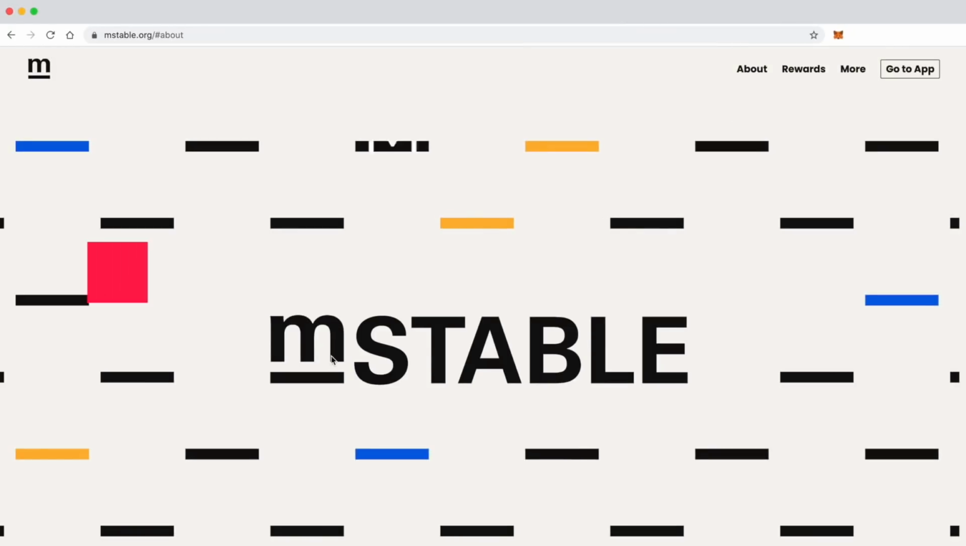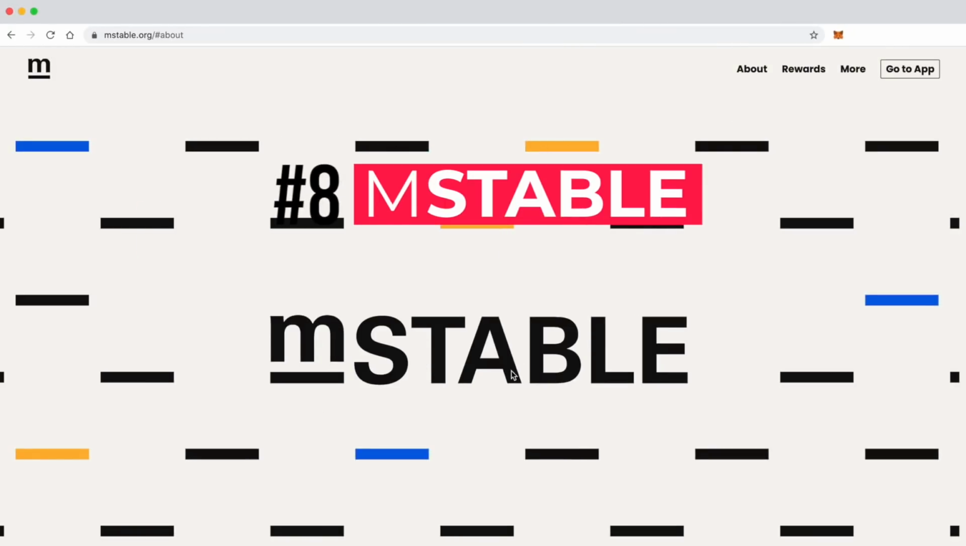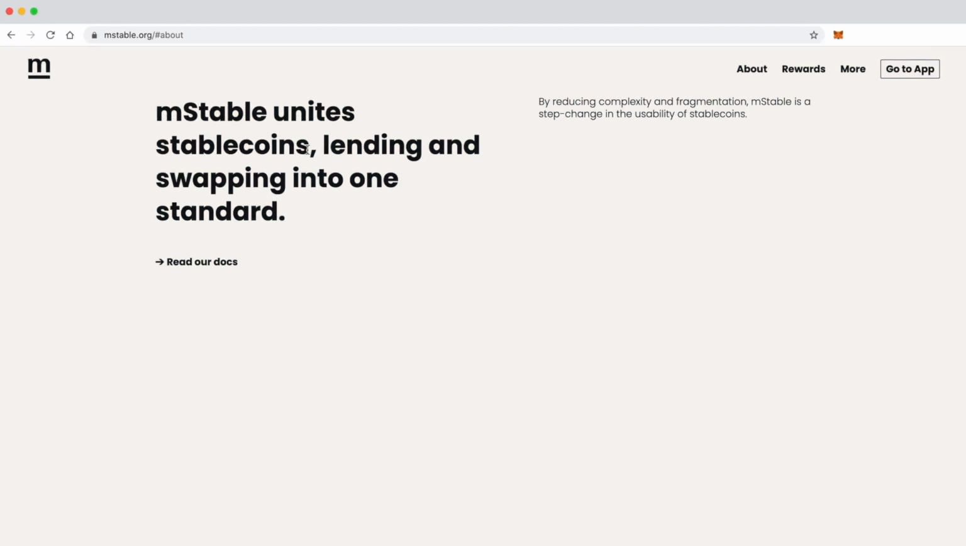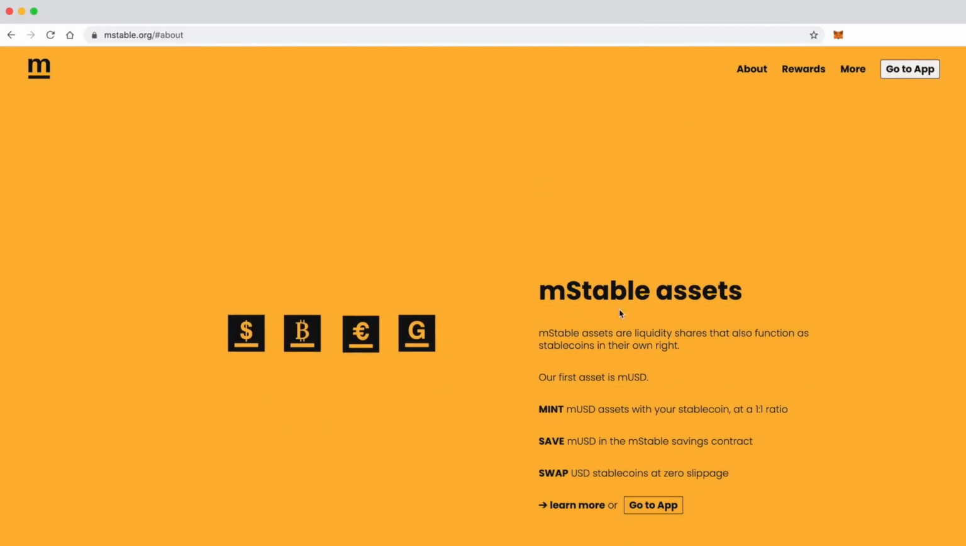So number 8 is mStable. All right. So this is a pretty cool project that does several different things. It unites stable coins, lending, and swapping into one standard. So it has a lot of similar functions to some of the projects that we've seen before. But one of the coolest benefits that I think they're after is swapping USD stable coins at zero slippage. I mean, zero. That's definitely a problem that we're seeing in the DeFi space right now. And they're working hard to fix that.